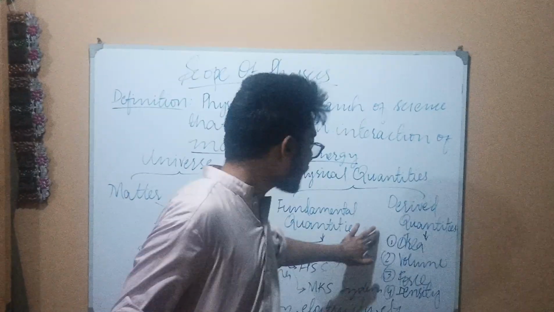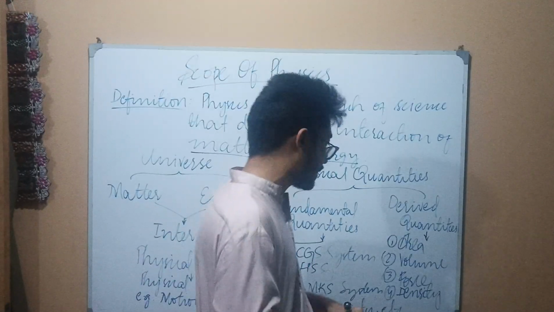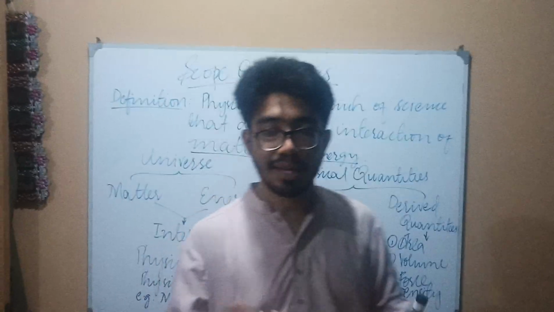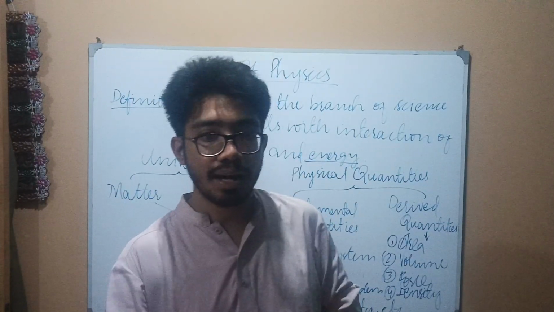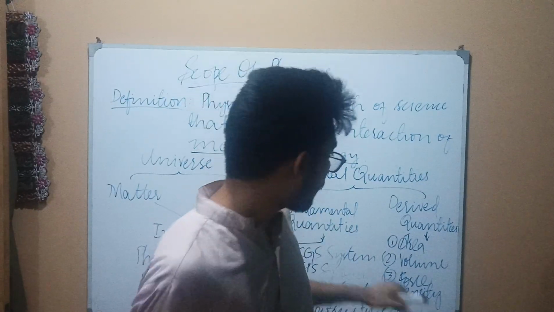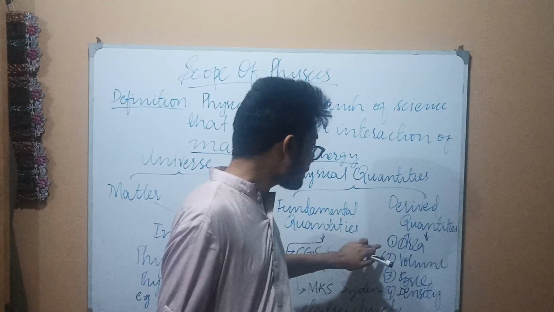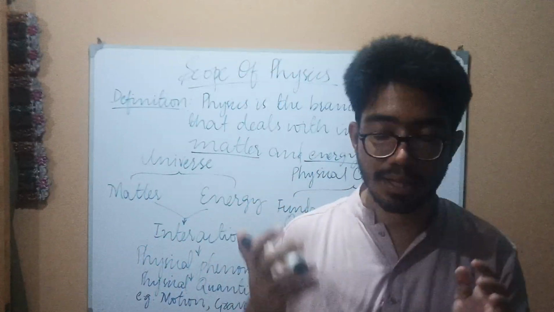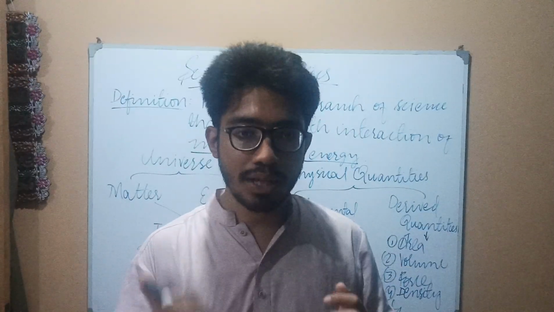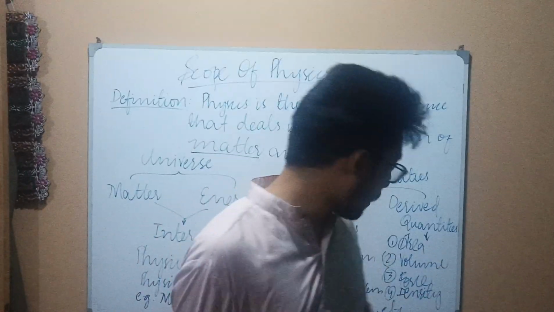Like area. Area is a combination of length and width. Both length and width are basically length, a fundamental quantity. So multiplication of length and width gives us the area, which is a derived quantity. Number two, volume. Volume is also derived, from length into width into height. When these three quantities multiply together, we get the volume.